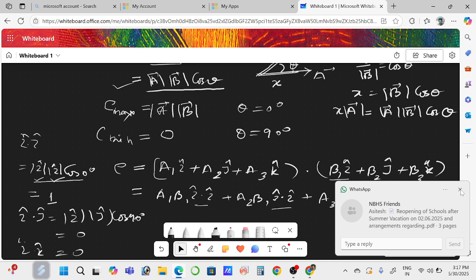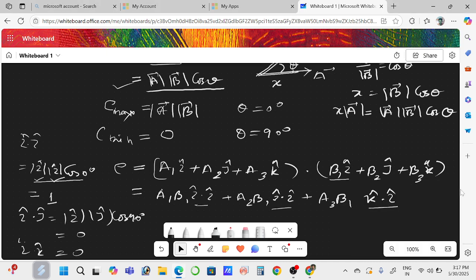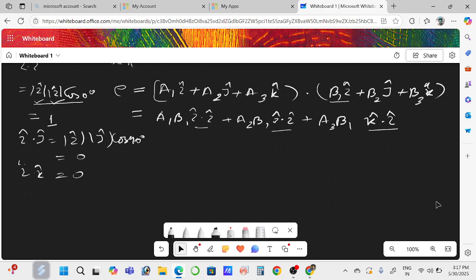So this is the thing you need to understand. If you try the component, then this term will also only remain. So this is only a1 b1 plus a2 b2, and term a3 b3 is only remaining. All other terms will cancel out or become 0. So in this way you can also find out the scalar product of two vectors. Okay, very simple.